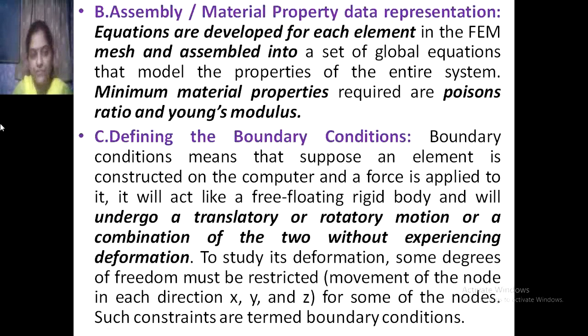Then second, assembly or material property data representation. So the equations are developed for each element in the finite element method, meshed and assembled into a set of global equations that model the properties of the entire system. Minimum material properties required are Poisson's ratio and Young's modulus.